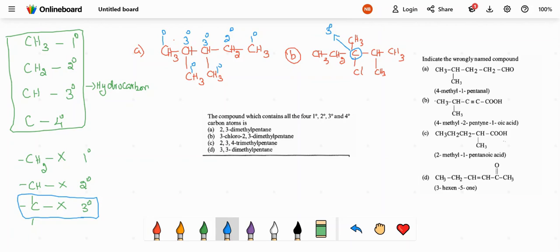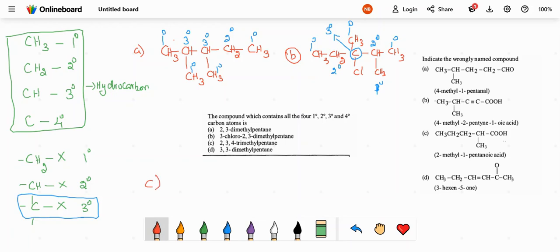Here this CH3 is not at all having any functional group. That is why this CH3 will be named as primary, and this will also be primary, and this will be the secondary, and this will be the primary again. This will be the secondary, and this will be the primary. Again, quaternary is missing. That is why we have to consider the other option, C.